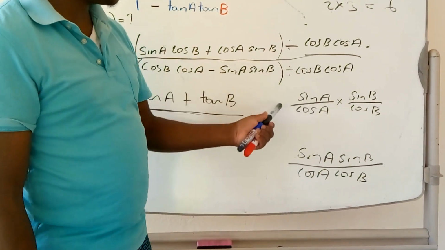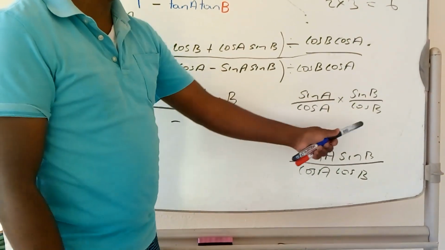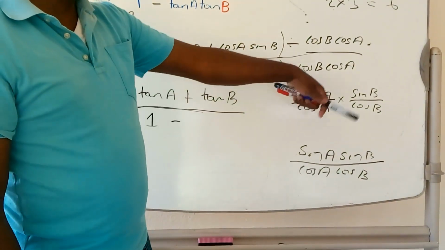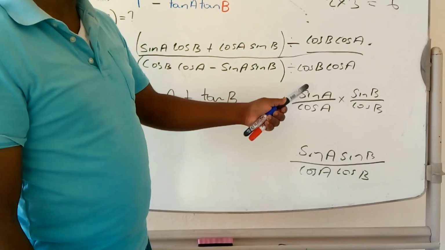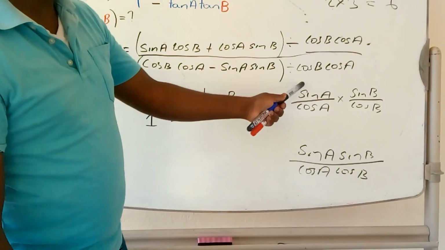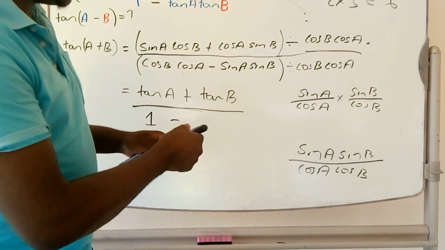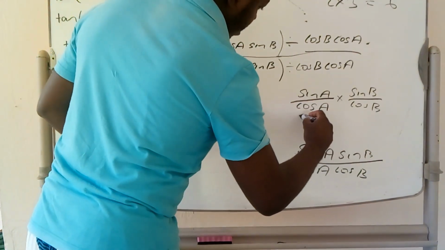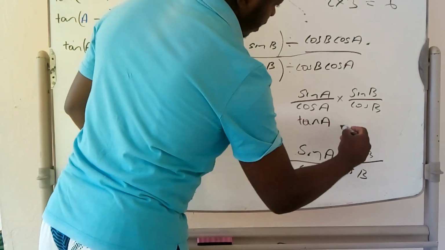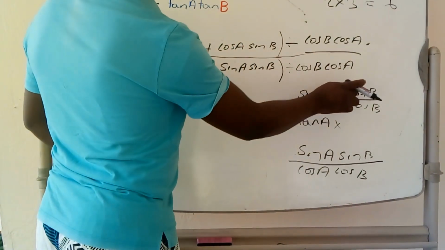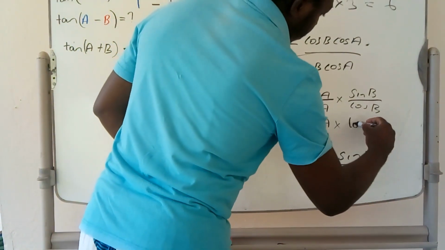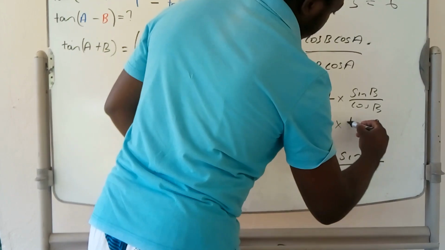Because how do you multiply a fraction? Numerator by numerator and denominator by denominator. So this is the same thing as this. Now that I split it, what is sine A over cos A? Sine A over cos A, that's just tangent of A. Times sine B over cos B, that's just tangent of B.